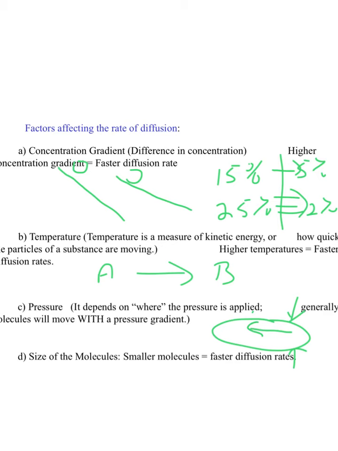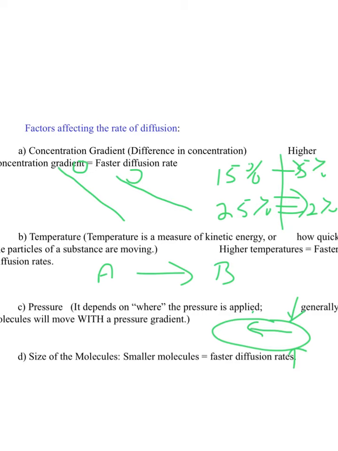So, we're also going to have to look at pressure. Molecules will move from high pressure to low pressure. And the same rules apply with pressure gradients as you have with concentration gradients. The greater the pressure gradient, the faster those molecules are going to move. The other thing that might affect diffusion is how large or small the molecules actually are.